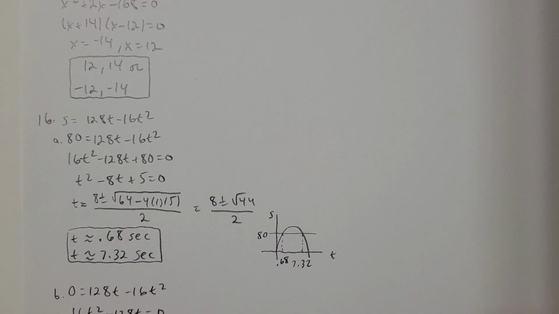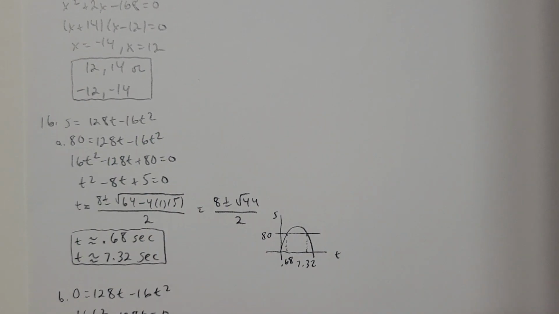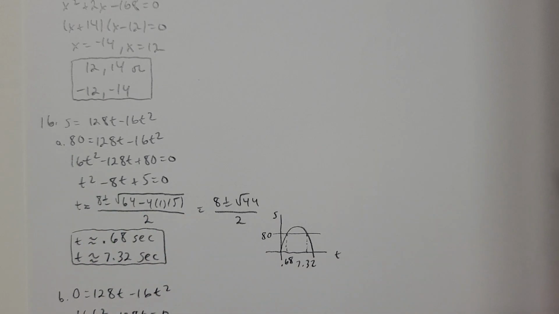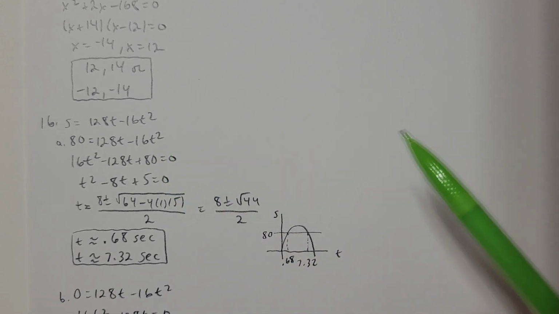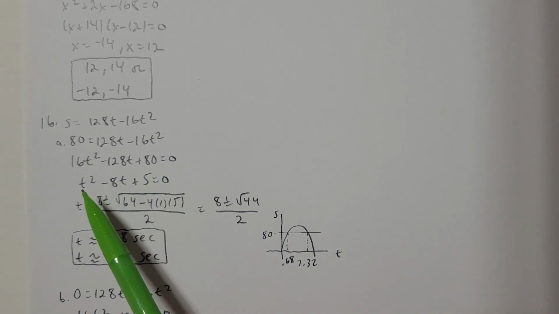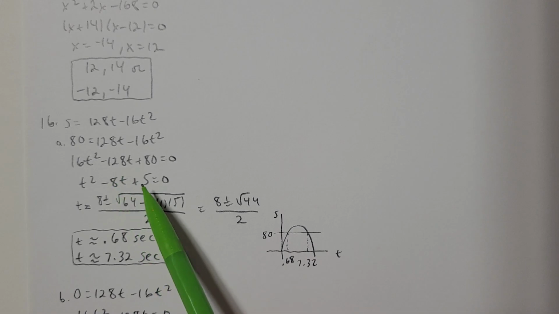In this one, t is the time, s is the height. I want to know when we are 80 feet above the ground. So if I set s to be 80, then I solve this equation. Let me get everything onto the left: 16t squared minus 128t plus 80 equals 0. Now I can make the numbers a little bit nicer. If I divide both sides by 16, I get t squared minus 8t plus 5 equals 0, since 16 times 8 is 128, and 16 times 5 is 80.